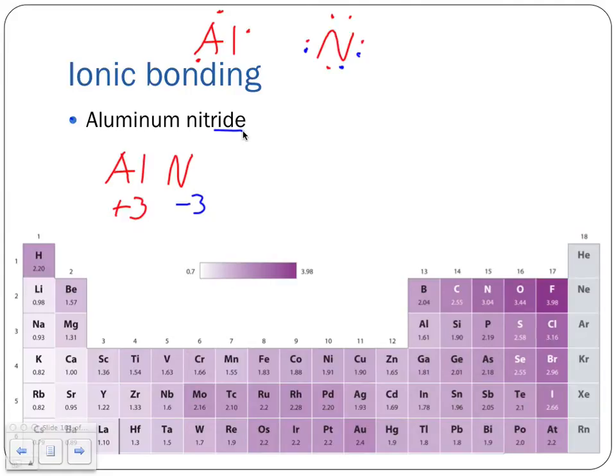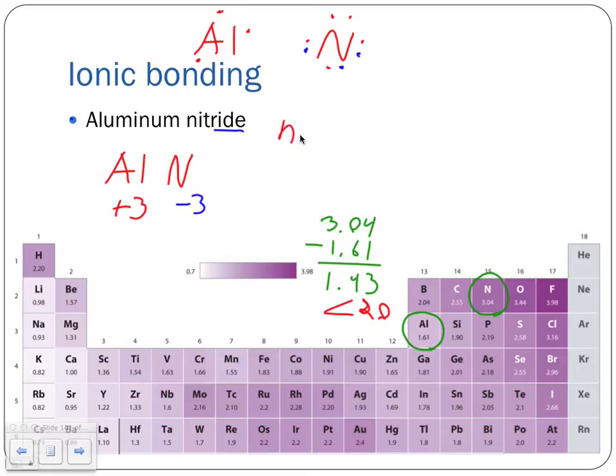So we look at the periodic table again. Nitrogen has an electronegativity of 3.04. Aluminum is 1.61. So we say 3.04 minus 1.61, and that is only going to be about 1.43. 1.43 is going to be less than 2.0. So that means that aluminum nitride is not ionic. It is going to be covalent, unlike these first ones that we saw here. So that's how you'd show that one is not ionic.